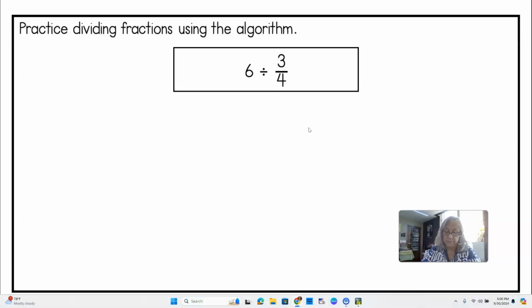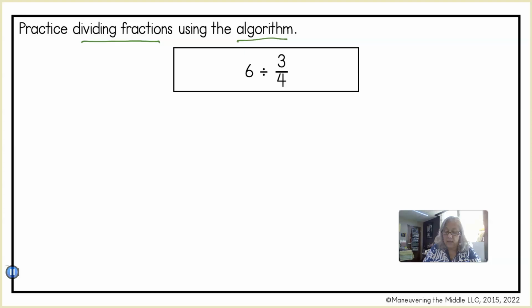So let's work some out. It says, practice dividing fractions using the algorithm. The algorithm is what you just wrote down. So you're going to change each mixed number to an improper fraction. 6 is not a mixed number, but it is a whole number. And how do you write it as a fraction? 6/1. And then you change the division sign to a multiplication.